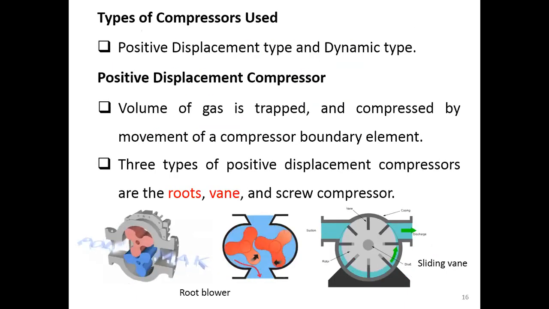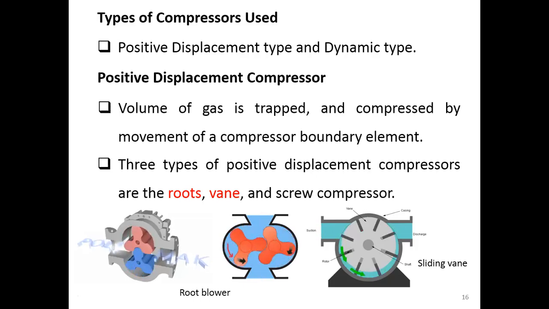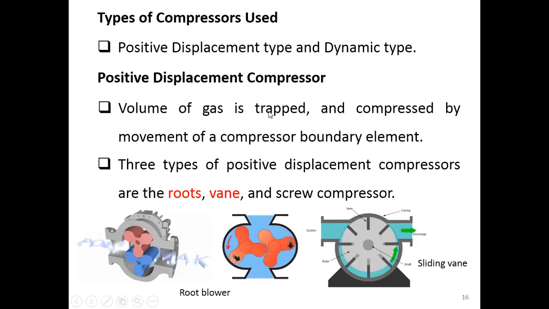Okay. The next one will be the type of compressor used. There are two types of compressor. The first one is called the positive displacement type, and the second one we call the dynamic type. For the positive displacement type compressors, the volume of the gas is trapped inside the compressor, and it is compressed by the movement of the compressor boundary element.